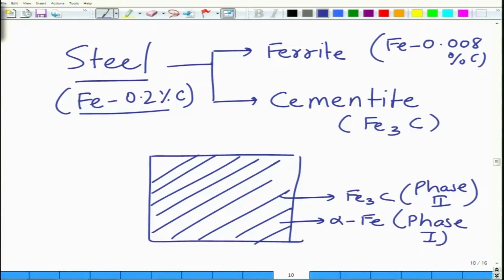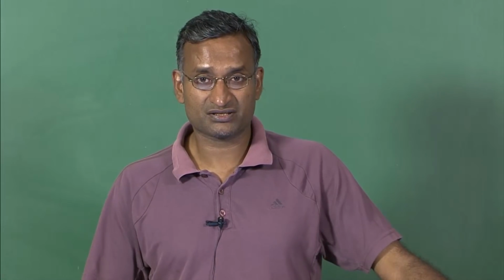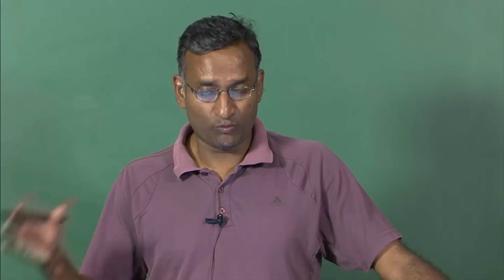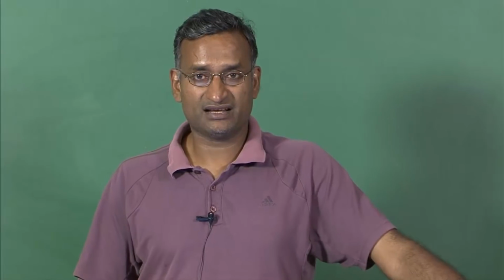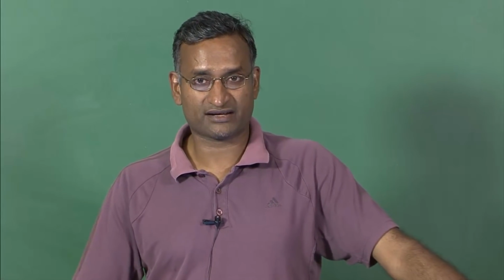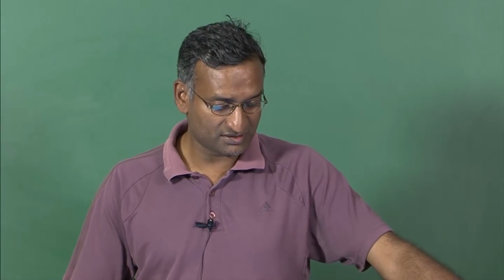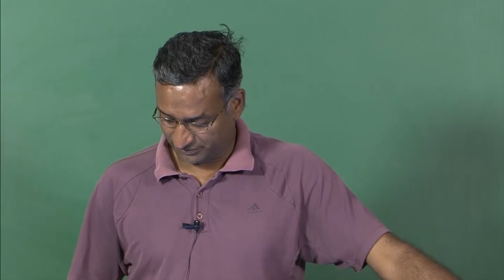So these are some examples of what we mean by phase. A phase is a homogeneous region of the crystal which has different physical or chemical or both kinds of characteristics as compared to other regions of the system.